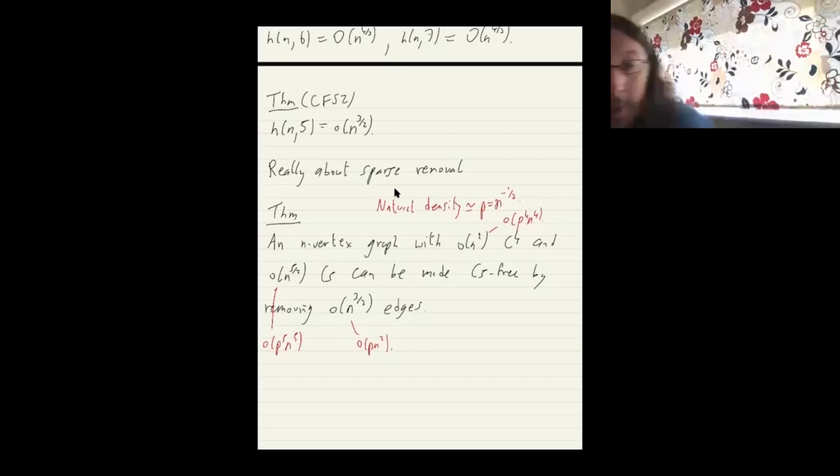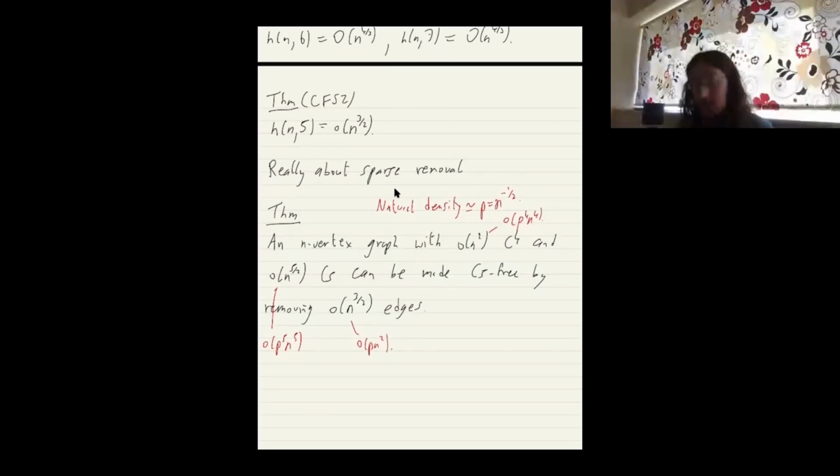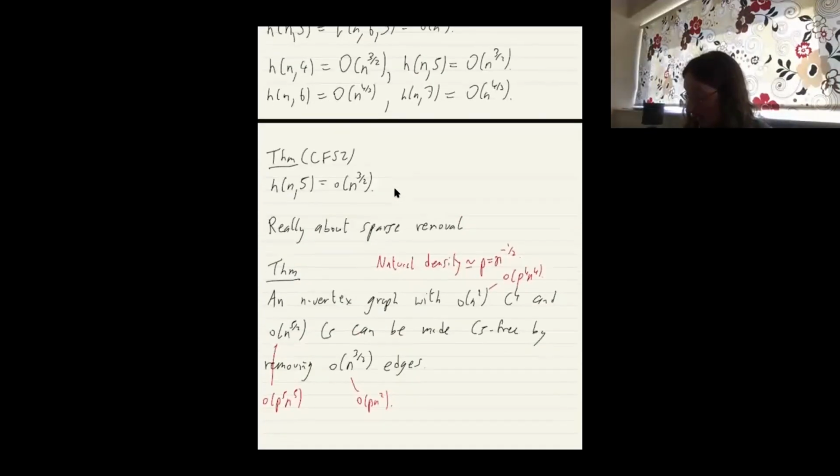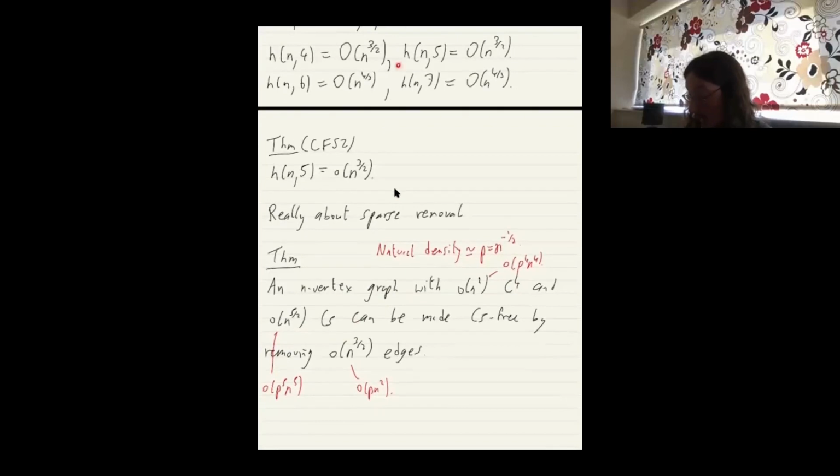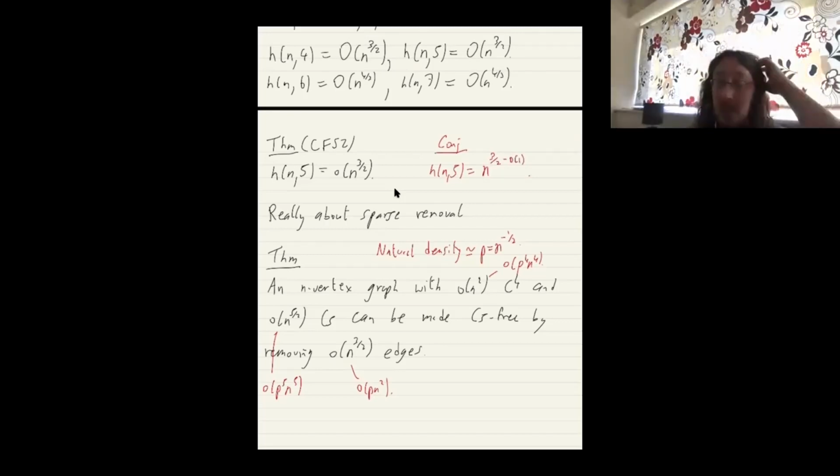Lior Gishboy-Liner asked, is it the case that HN5 is essentially sharp? Here's a conjecture that HN5 is n to the 3 over 2 minus little o(1). We don't know, actually. My expectation is that the answer should be yes, but we struggled to get a construction.